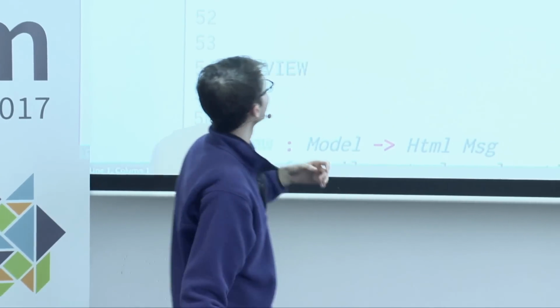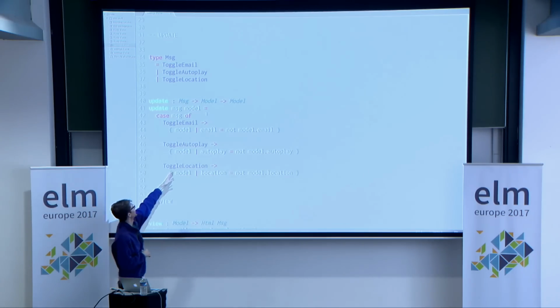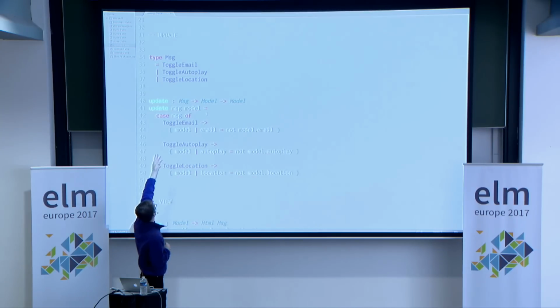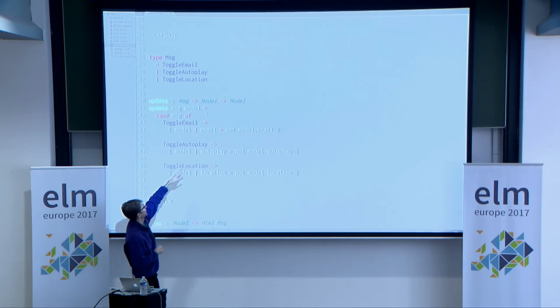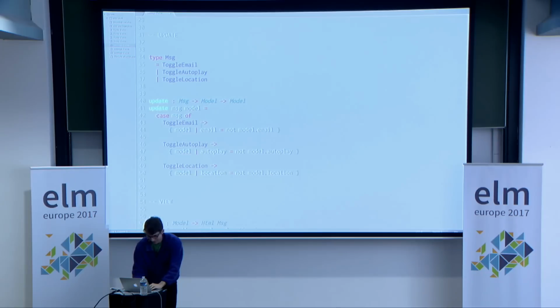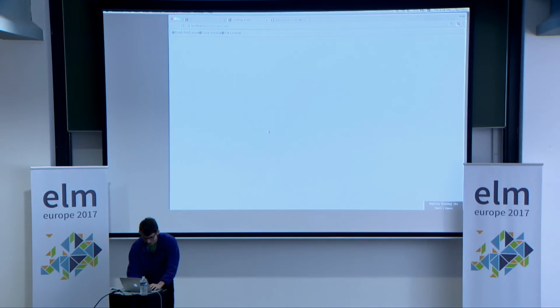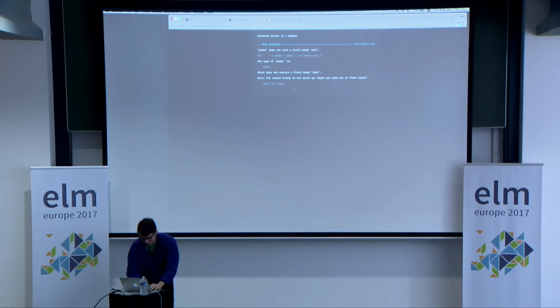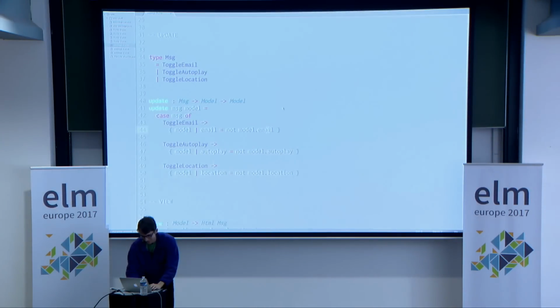And then in our update, things are relatively straightforward. We have a way to toggle each of these things. And if I mess up and say I want the model's email, it's like, hey, I think you have a typo. So we're getting that benefit that we wanted.